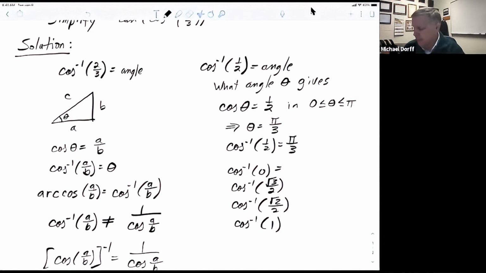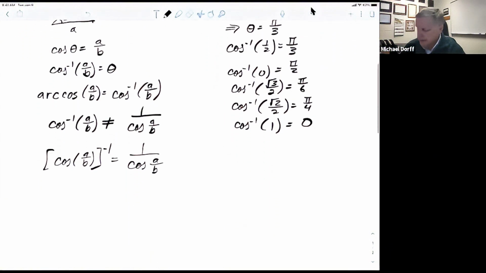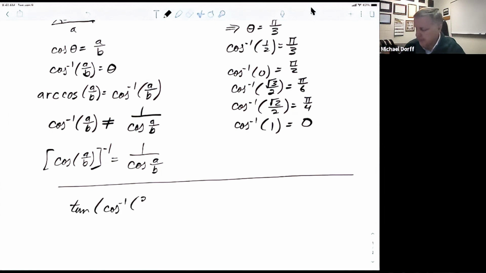Those are some of the values that I could figure out. Just as an example, the inverse cosine of 0 is pi over 2. The inverse cosine of square root of 3 over 2 is pi over 6. The inverse cosine of square root of 2 over 2 is pi over 4. And the inverse cosine of 1 is 0. All right. But in our problem here, we have the tangent of the inverse cosine of 2/3.